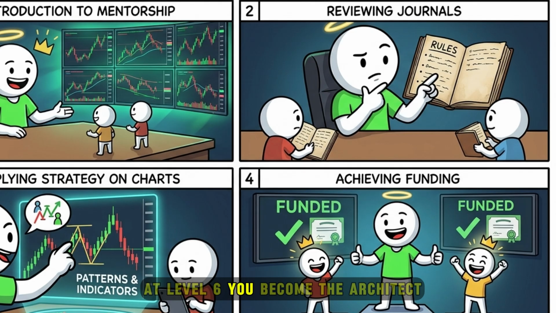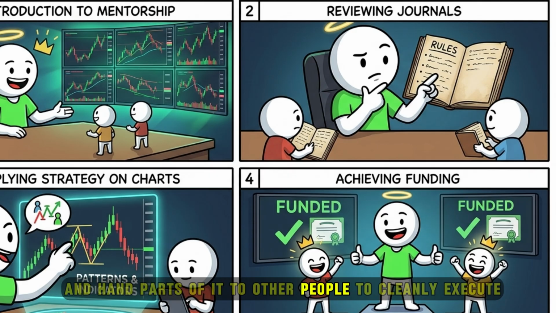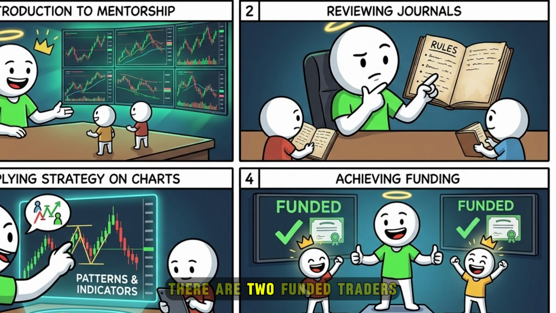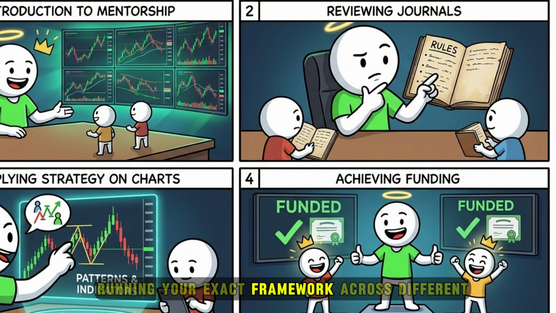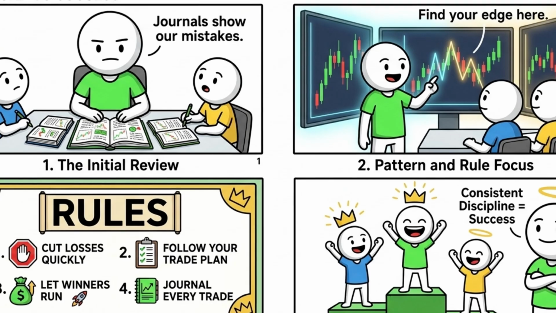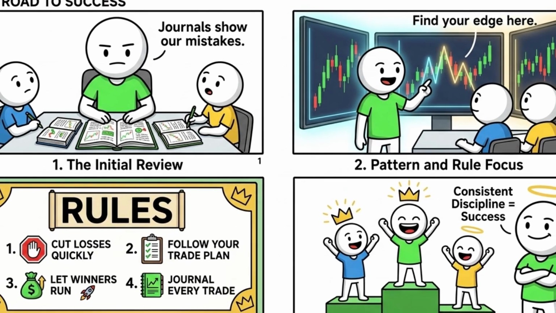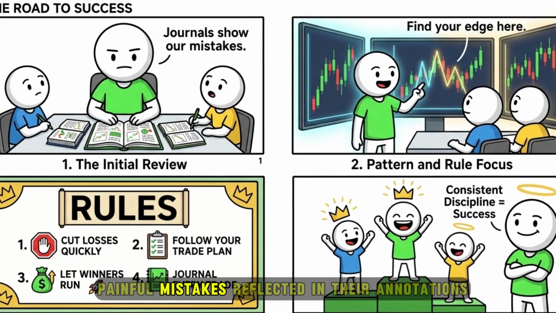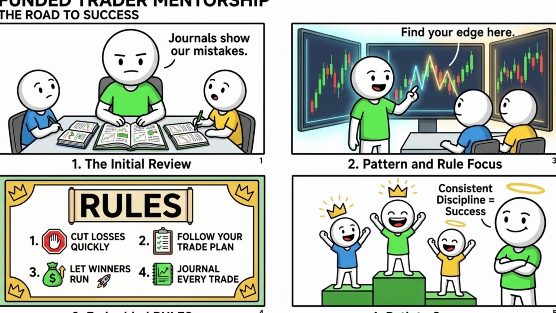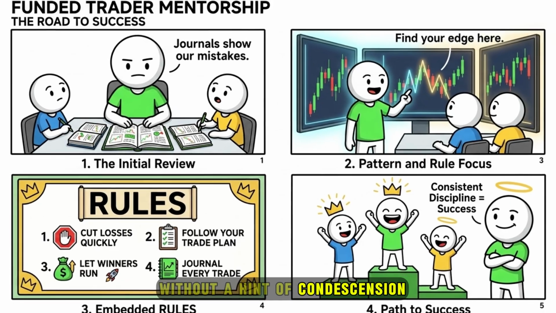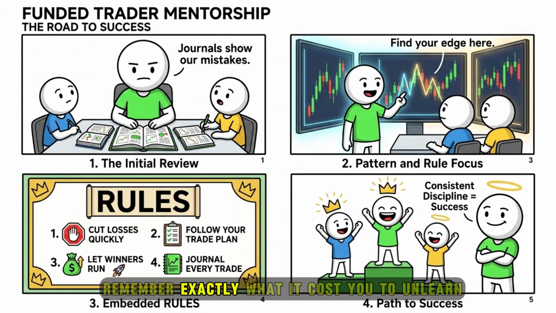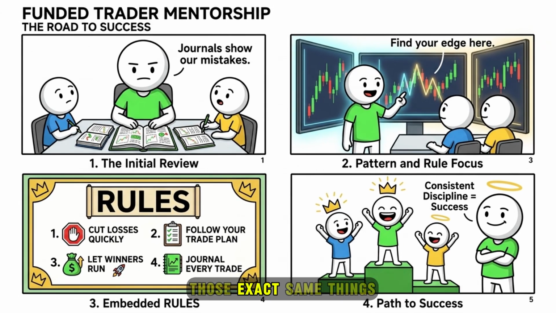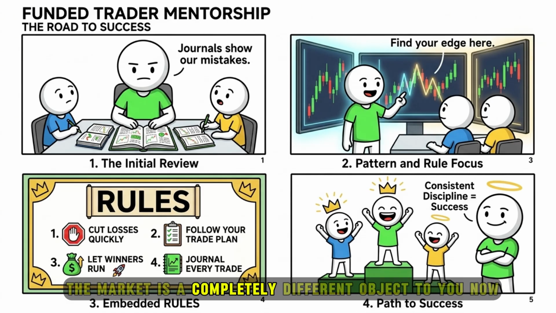At level 6, you become the architect. You don't just trade the system now, you build it, stress test it, and hand parts of it to other people to cleanly execute. There are 2 funded traders running your exact framework across different international sessions. You regularly review their journals. You see your own early painful mistakes reflected in their annotations. You correct them smoothly without a hint of condescension, because you remember exactly what it cost you to unlearn those exact same things. The market is a completely different object to you now than it was at level 1.